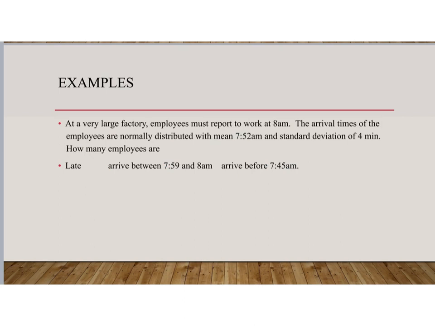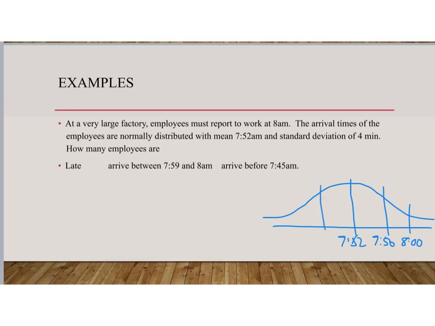Here's another example. In a very large factory, employees must report to work at 8 a.m. The arrival times of the employees are distributed with a mean of 7:52 a.m. and a standard deviation of 4 minutes. So on this one, my normal curve is going to look like this. My mean is 7:52. I have a standard deviation of 4 minutes, so I'd have 7:56, 8 o'clock. Over here I'd have 7:48, 7:44. And again, those memorized percentages would fall into place.